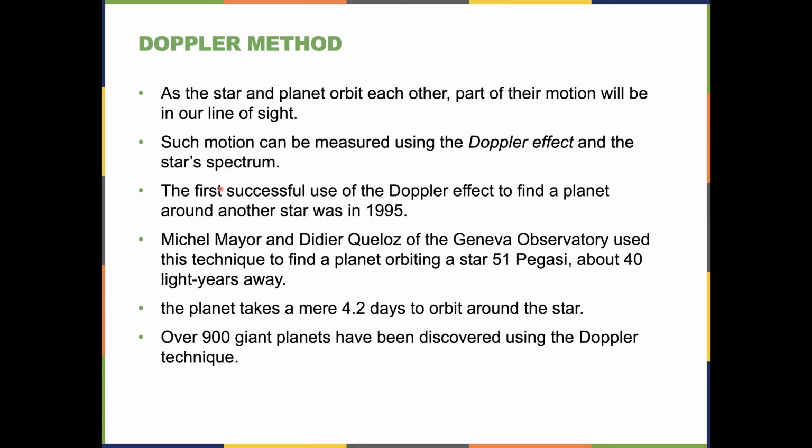And now we have detected around 900 giant planets using this Doppler technique, right? So this is one of the techniques that we are using to detect exoplanets. And you can now understand why you need physics to learn astronomy, right? This is one of the questions that sometimes people ask. Whatever you learn in physics, such as the Doppler method, you have to apply here in astronomy to detect different things.